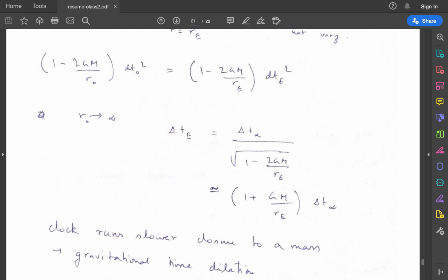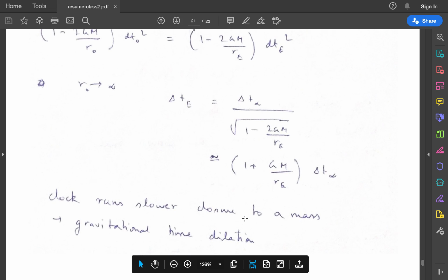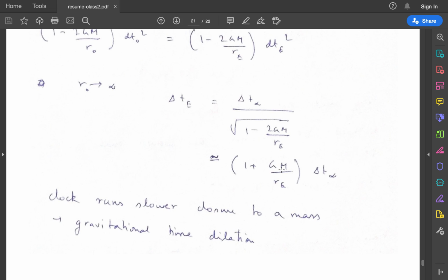Even Earth is not a very big object, so this will be small, but if m is high, you can see that this will be a huge correction. So what we see is that the clock runs slower closer to a mass. This is a clock which is close to mass. This factor is always positive, so the time our clock records, near the surface of the Earth or near any massive body, is much slower compared to the actual time. This is known as gravitational time dilation.